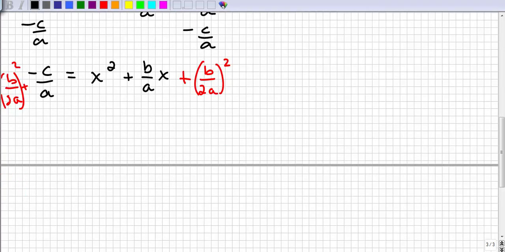Alright, so let's work on the left side of this equation first. I'm going to square this term here in red. We're going to get b squared over 4a squared minus c over a. And we still have this side over here to work with later.